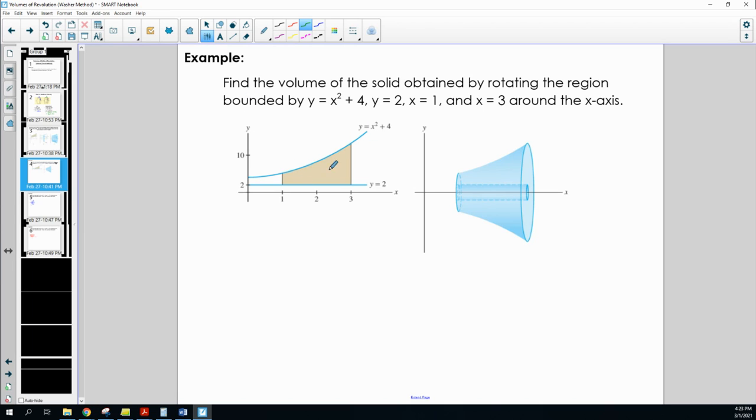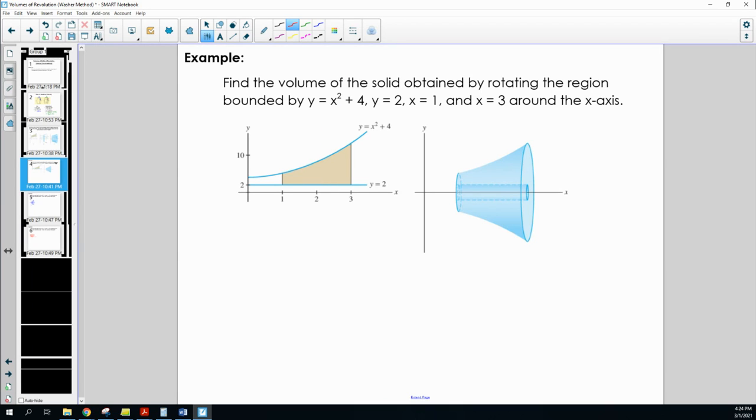So here's my 2D graph, right? I have my y equals x squared plus 4, my y equals 2. It's bounded by x equals 1 and x equals 3. Now, if I rotate this around the x-axis, it's going to create this type of lampshade almost figure where there's going to be a hole in the middle because we can see that it's not flush against the x-axis, that there's a little gap between the line y equals 2 and the x-axis.